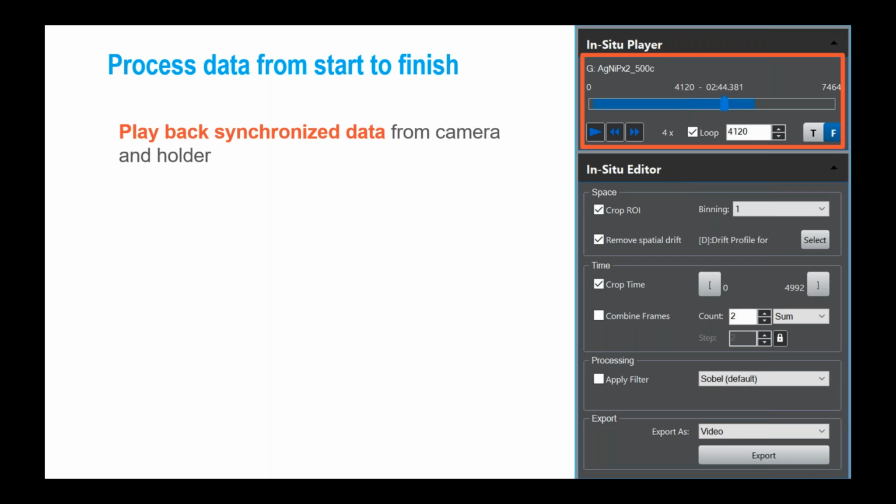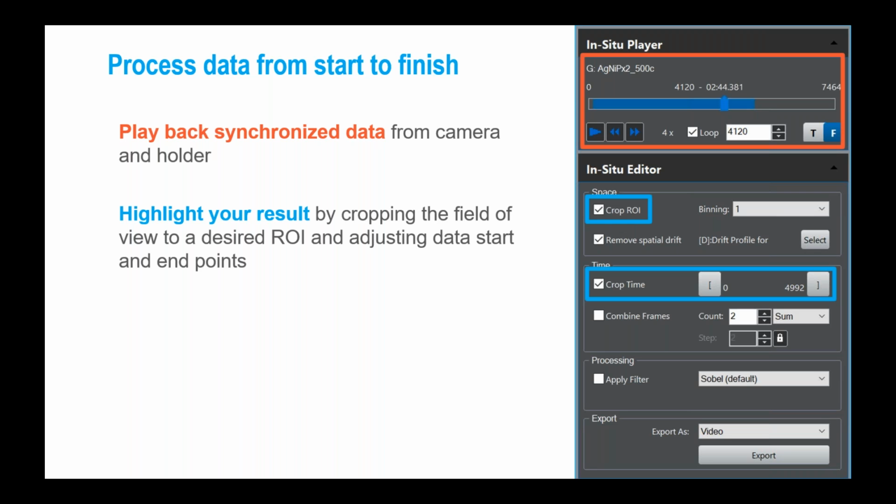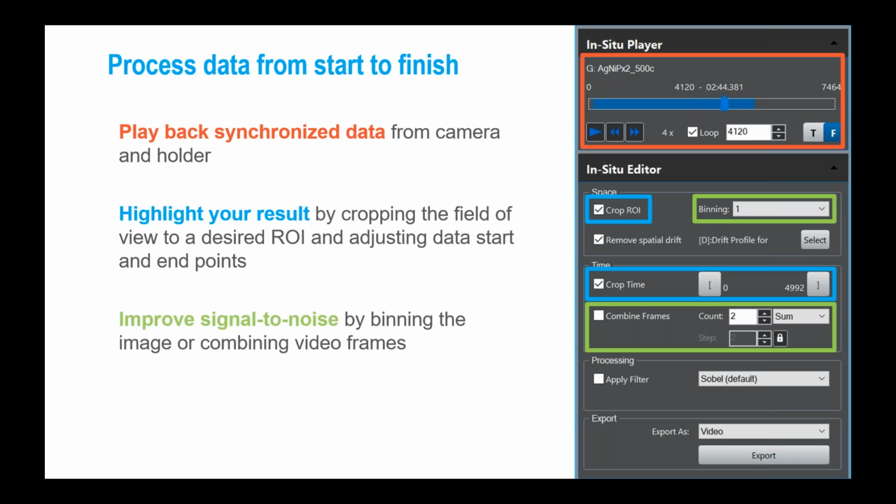So we have our in-situ player and in-situ editor tools, which I'm showing here on the right. The player is used to play back your data in a synchronized manner from both the camera and the in-situ holder, if you set the experiment up that way. You can highlight the result on your video very easily by adjusting the region of interest, or the field of view of the video, to show only the most interesting part or one specific particle you may be looking at. You have the ability to adjust the start and end points of the video and crop it in time.